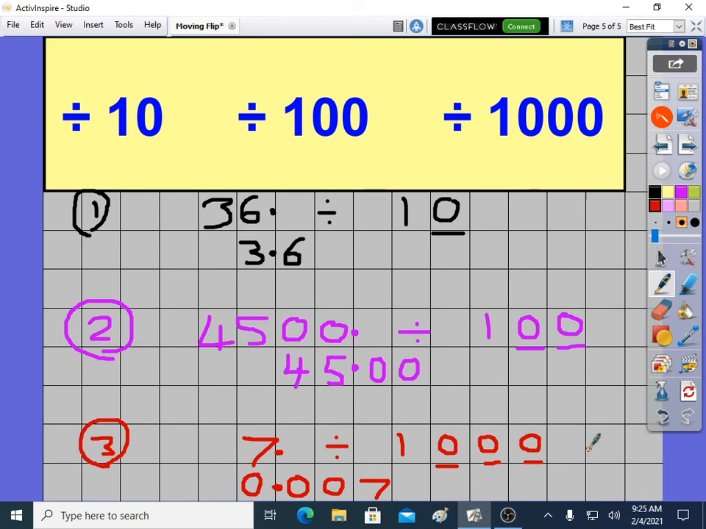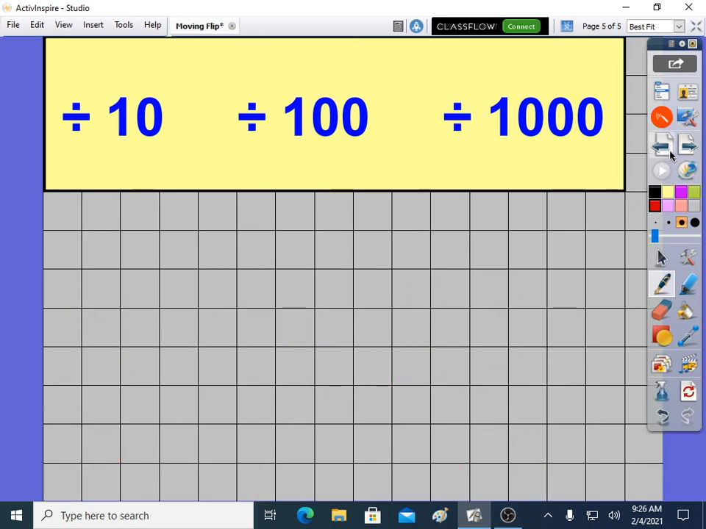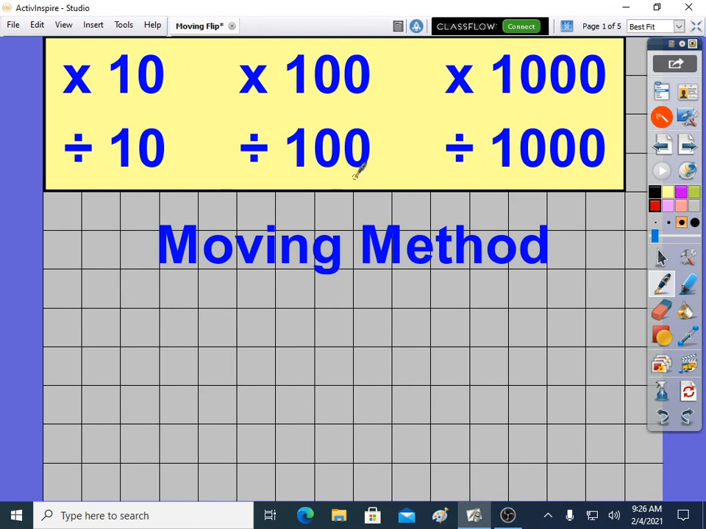I don't see anything in maths that people make so many mistakes on as the moving method. A lot of people think it's too easy, they rush it, they move it the wrong number of places, they move it the wrong way. You've got to remember times makes things bigger, divide makes things smaller usually. And you've got to make sure you do the moving method when it's a moving method question, which is when you see these six things at the top. Just keep practicing. Practice makes you better. I'll see you again.